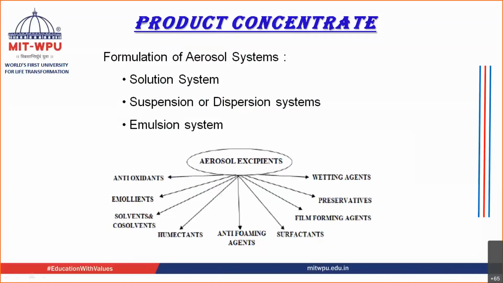Like you can have an antioxidant, you can have emollients, you use solvents and co-solvents, you use humectants, anti-foaming agents, surfactants, film forming agents, preservative, wetting agents. These are different excipients that we use in an aerosol system. Let us come to the first system, that is the solution system.